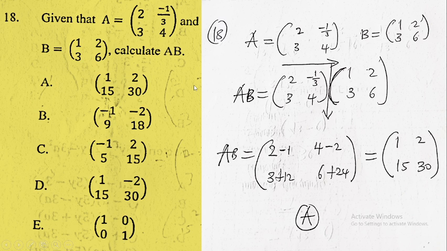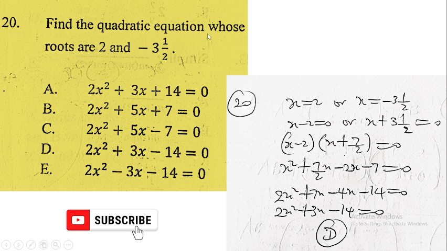Question number 19 is on quadratic equations, where you are given the roots of the quadratic equation and asked to find the equation. We are given the roots, which are 2 and minus 3 and a half. If that is the case, then what do we do? We know that the roots are this and this.